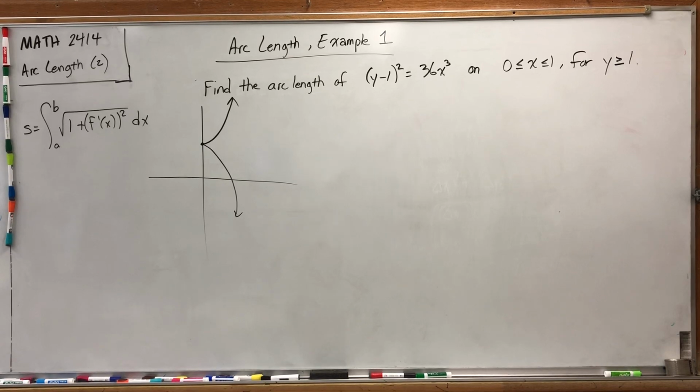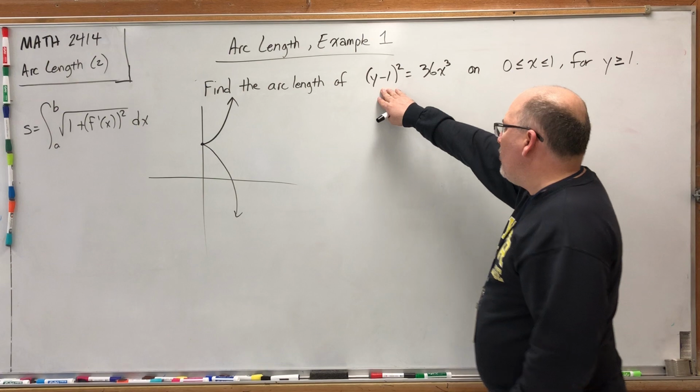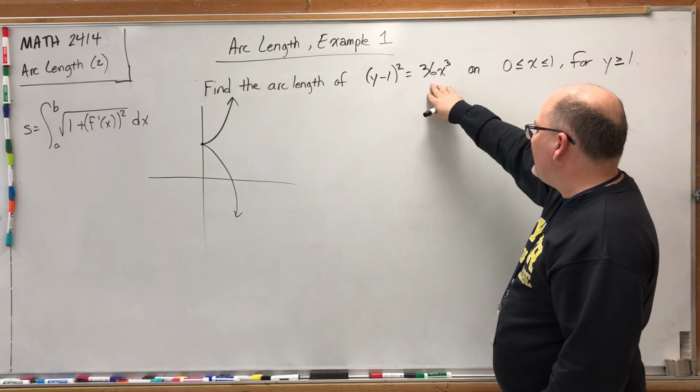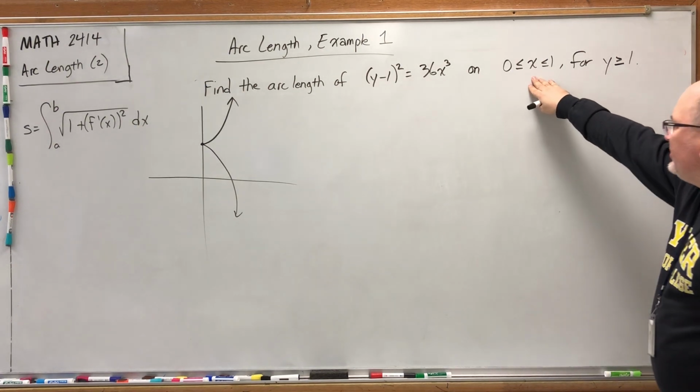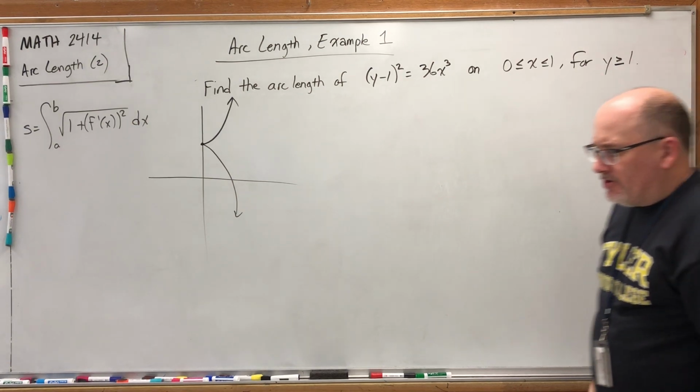Math 2414, arc length, video 2. Arc length example 1. Find the arc length of the curve (y - 1)^2 = 36x^3 on the interval 0 ≤ x ≤ 1, for y ≥ 1.